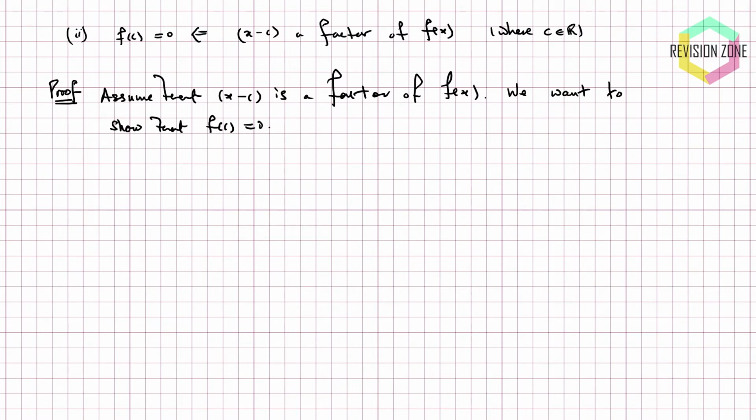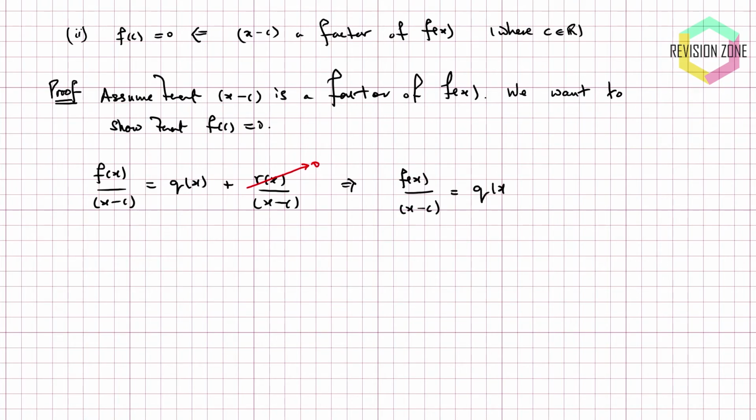So since x minus c is a factor of f of x, what we can say is f of x divided by x minus c is going to give me something like this, where because it's a factor, I know that r of x is going to be 0. In other words, f of x over x minus c is perfectly equal to q of x, right? Another way of writing that, of course, is f of x equals q of x times x minus c. So that's really just a direct consequence of the statement we've got here.